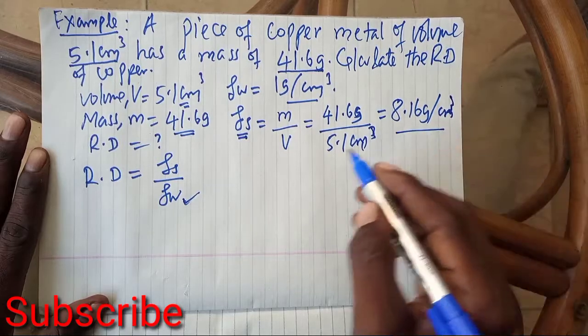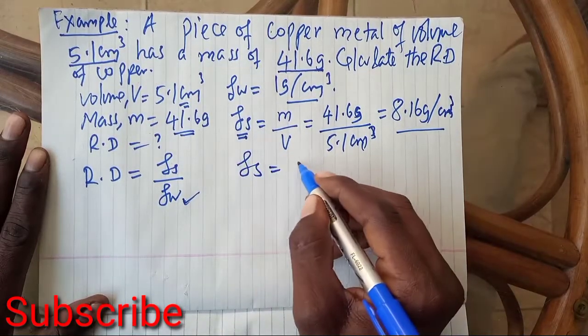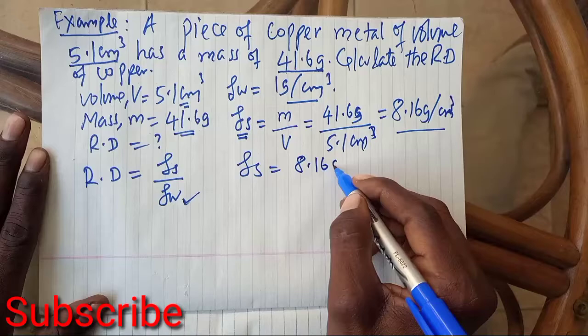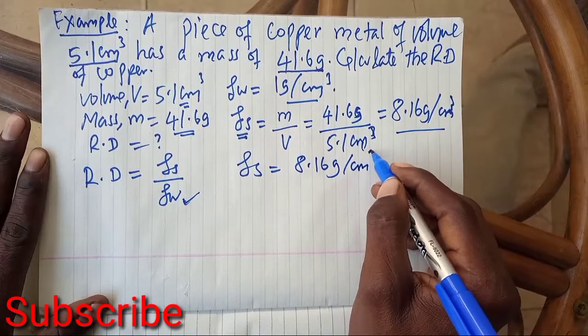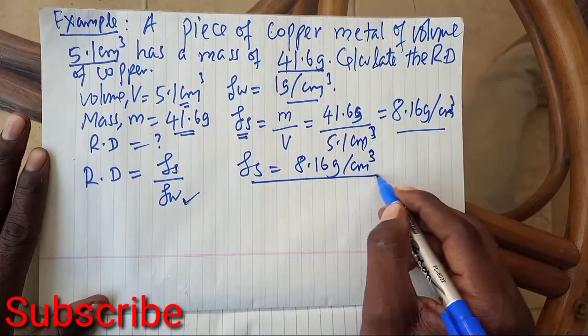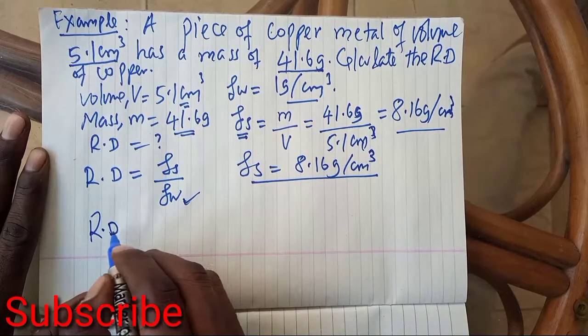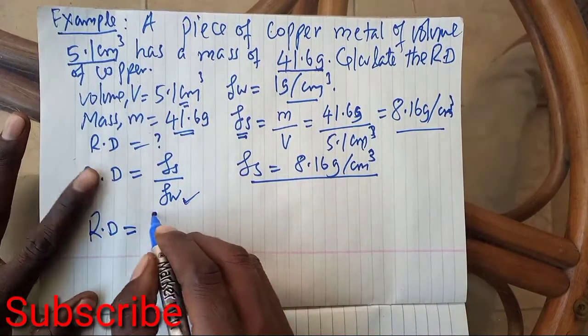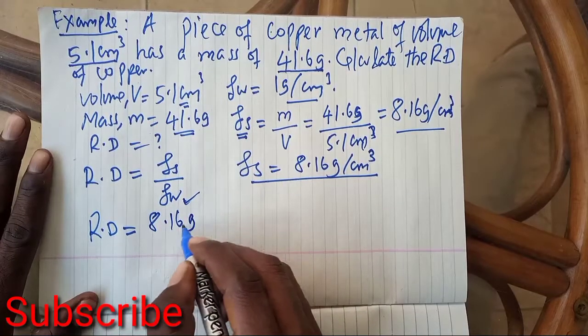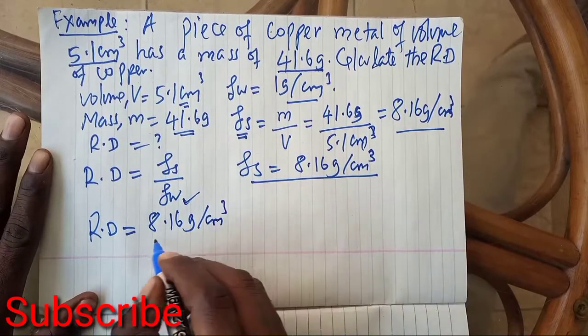Therefore, this is what we call the density of the substance. It will be equal to 8.16 gram per centimeter cubic. Then I have got the density of the substance. Then I have to come back from here. From relative density, density of the substance is 8.16 gram per centimeter cubic.